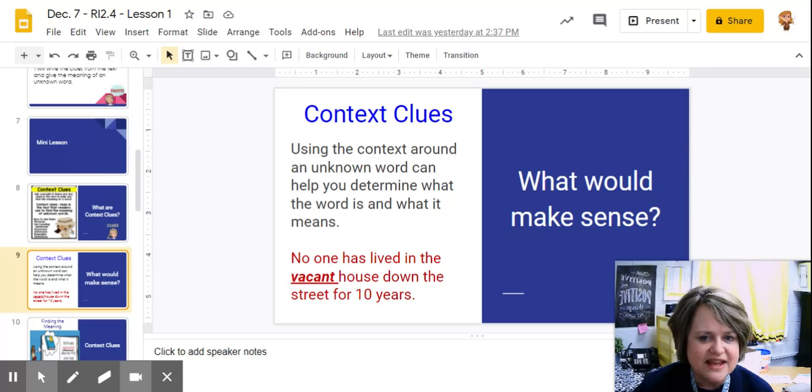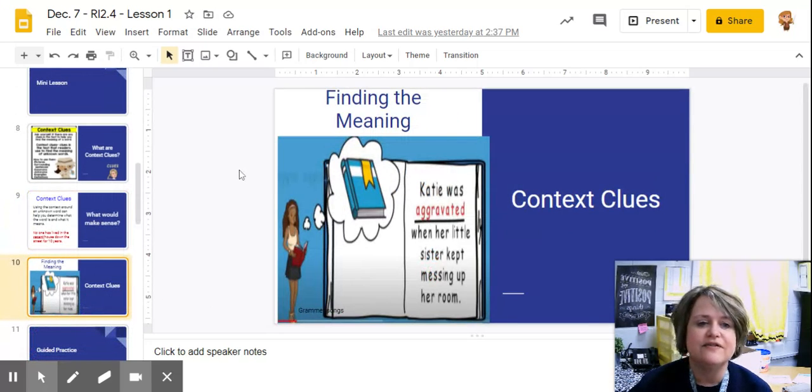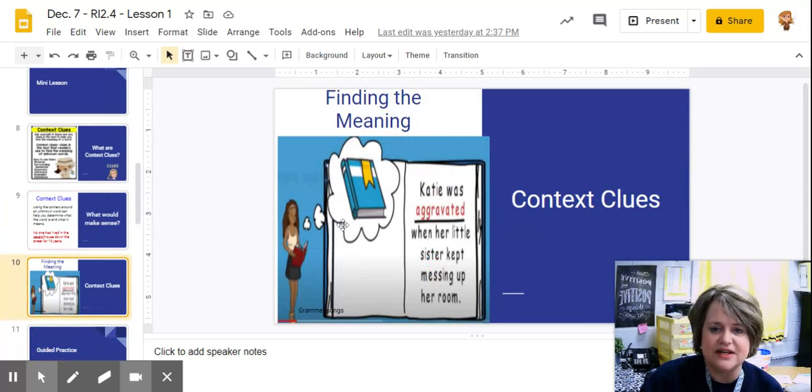So what does vacant mean? It means no one lives there. It's empty. Okay? Either one. You could say empty, or you could say no one lives there. Either one of those is correct. But just so that you know that you could do either one of those. Okay? Let's look at finding the meaning. Let's look at another example.